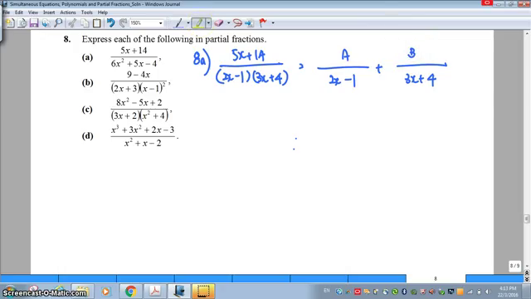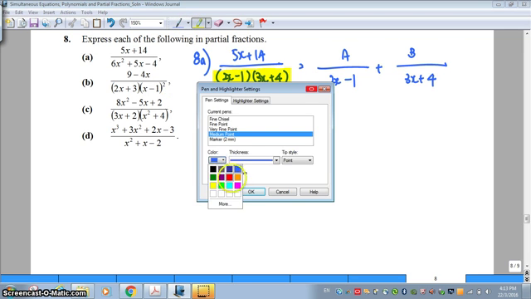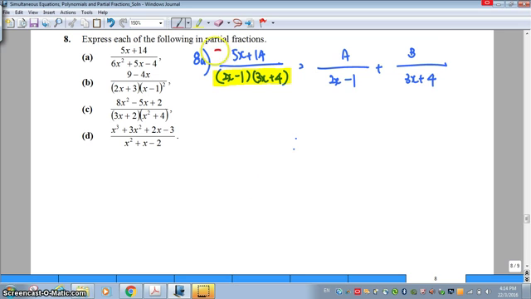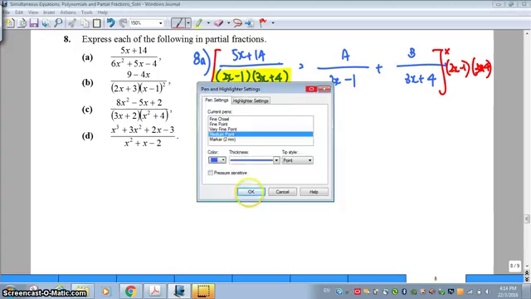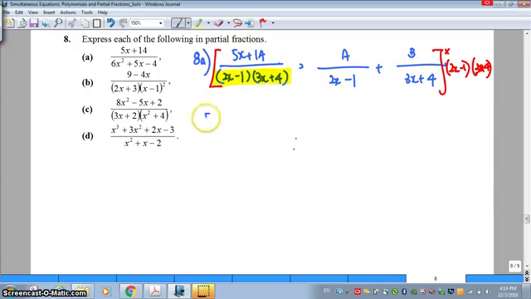Next, if you want to find out the value of a and b, it's always very important you need to multiply throughout by the original denominator. So in this case, I will multiply the equation by 2x minus 1, 3x plus 4. And let us simplify the equation in order for us to find out what is the value of a and b.